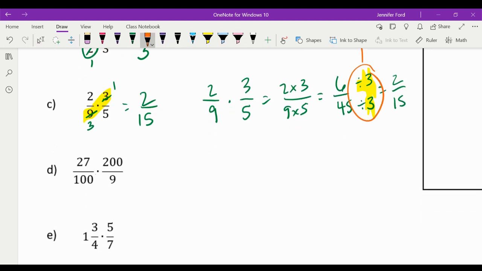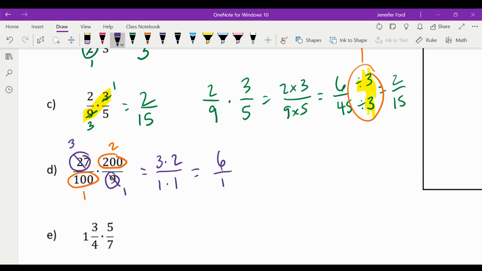So here, I see 100 and I see 200. Divide them both by 100. 100 divided by 100 is 1. 200 divided by 100 is 2. And then I also see 27 and 9. 27 is 9 times 3. So divide that by 9. 9 divided by 9 is 1. 27 divided by 9 is 3. So this answer is going to be 3 times 2 over 1 times 1. You can do that part in your head. 3 times 2 is 6. 1 times 1 is 1, so it equals 6.